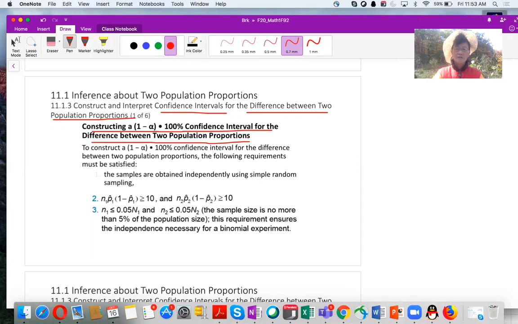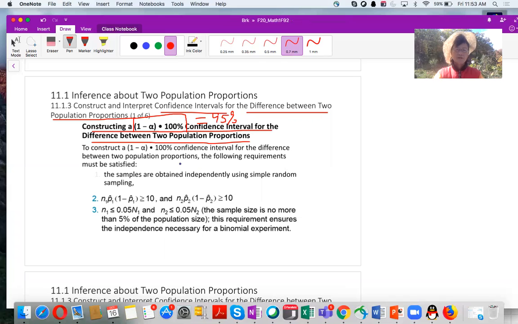When alpha is 0.05, this becomes 95%. So we want to construct a 95% confidence interval for the difference between two population proportions.